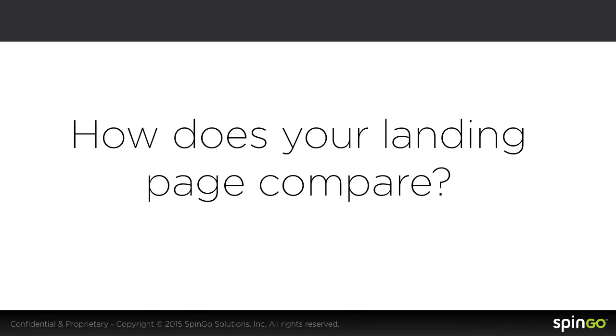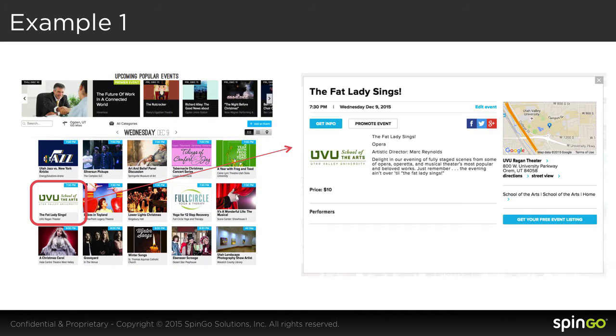So how does your landing page compare? I picked 10 different examples, and these are real examples, and it's really interesting to walk through some of these. So we'll go through them together. Here's example 1. I'm on the SpinGo calendar, and many of your events appear on these calendars all over the country. I decide, okay, I'm going to look at this UVU School of the Arts. Utah Valley University has an event called the Fat Lady Sings.